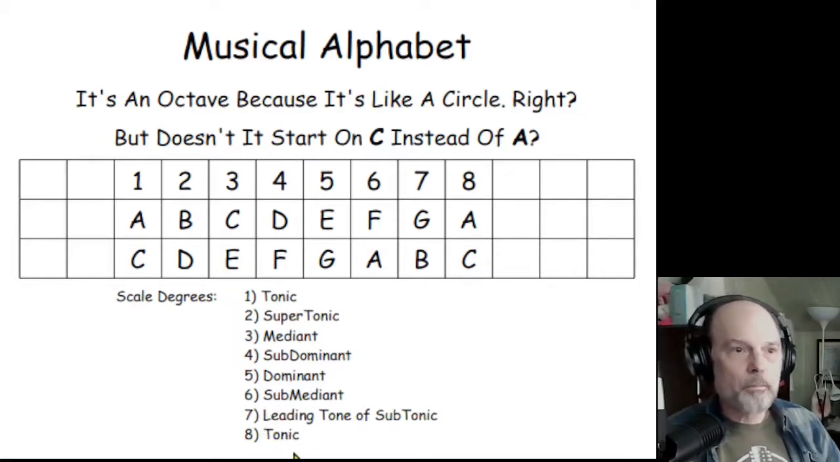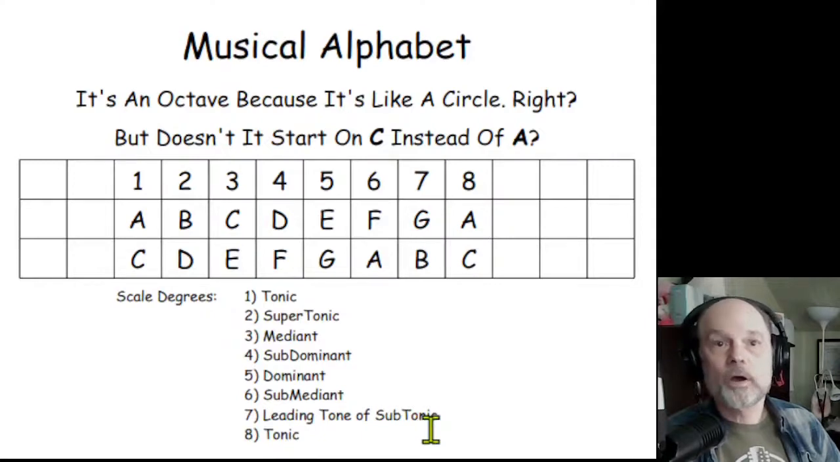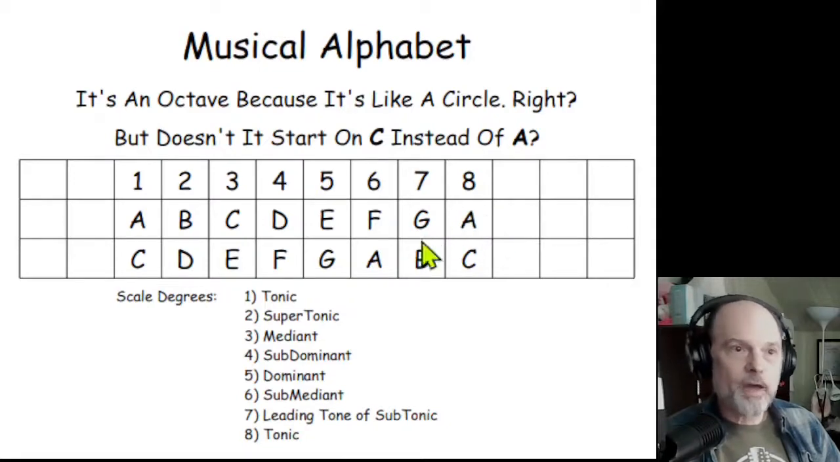The note below the tonic is called the subtonic, unless in the case of A minor, that would be a subtonic. But in the case of C, that's only a half step away. It would be called the leading tone.